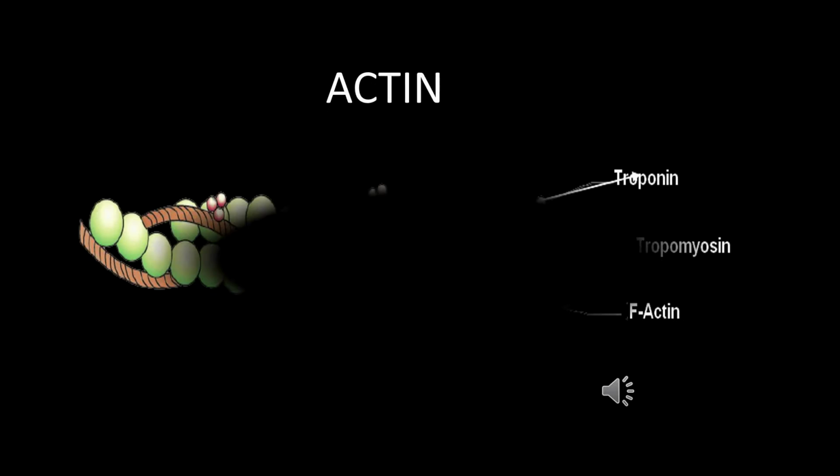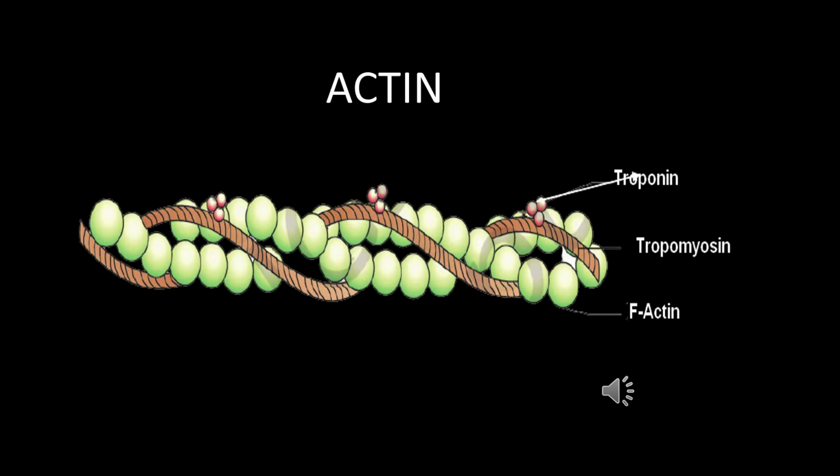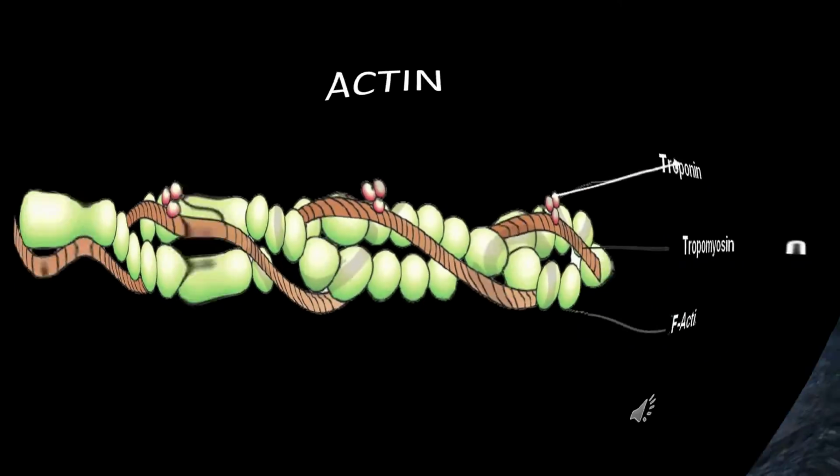This diagram shows the structure of the actin filament. It shows 2 F-actin strands made of many globular proteins, shown as light green colored spherical structures. The orange-colored thread-like structure is the tropomyosin filament. It runs parallel to the F filament. Troponin is represented as red beads in groups of 3 intermittently.